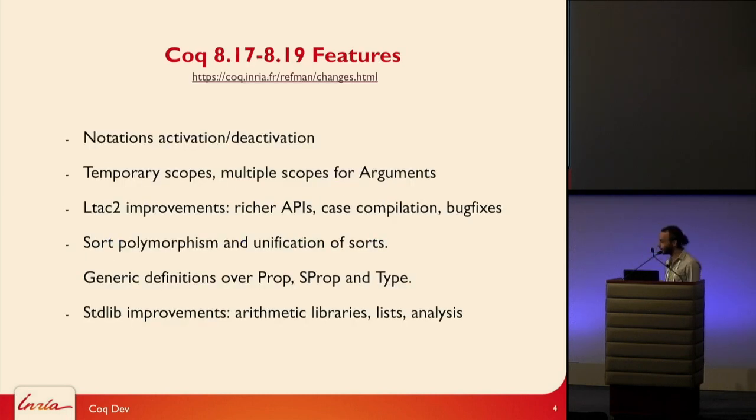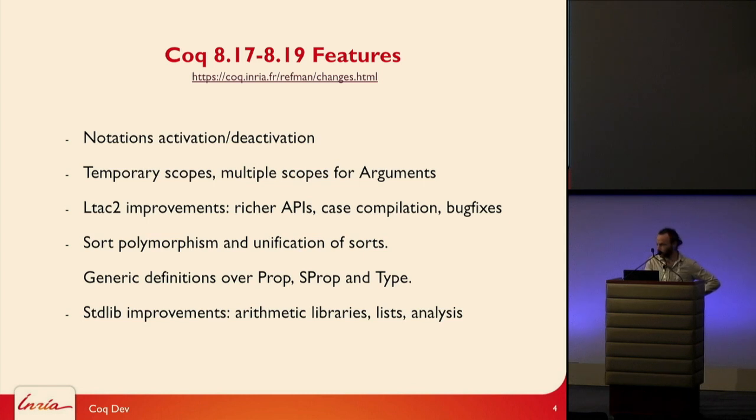Okay, so a quick overview of some of the features you can find in 8.19 that were released throughout this year. There's been a lot of work on notations allowing to activate and deactivate them locally. I'm going to demo that. There's been work also on scopes, so the syntactic scope that you can assign for parsing. I'm going to demonstrate that as well. A lot of work has gone into improving Ltac2 so that it could actually replace Ltac implementations. So there is a way already to interoperate between Ltac2 and Ltac1 if you want to port your development. And there are much richer APIs now for developing with Ltac2, and a nicer programming interface in the sense of a case compiler, for example, to write deep pattern matchings on Ltac2 values, and a lot of bug fixes.